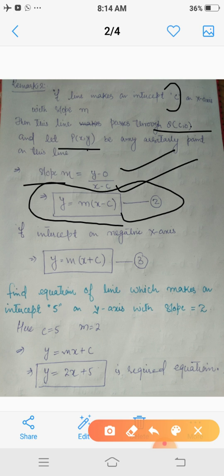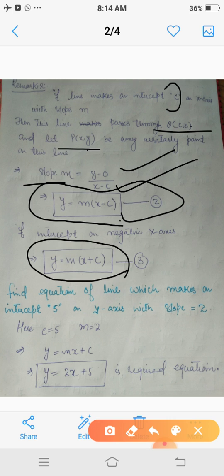If it makes an intercept c on the negative x-axis, then we simply replace c by minus c, that is y equals m into (x plus c), by substituting c equals minus c in equation second. Hence it is also the slope intercept form. So we have four types of slope intercept form. In slope intercept form, simply the intercept as well as the slope is given.